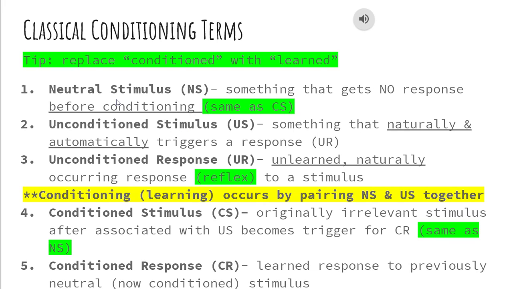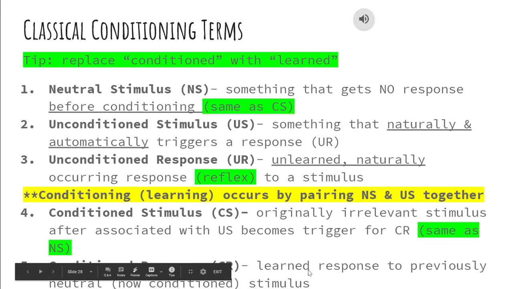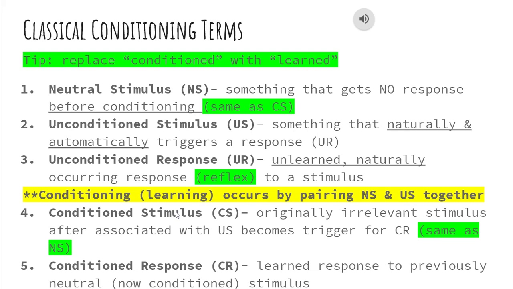So over time, we pair these together, the pairing of the neutral stimulus and the unconditioned stimulus, to eventually shape things into a conditioned stimulus and conditioned response. So a conditioned stimulus was originally nothing. Originally, it was the neutral stimulus. So the neutral and the conditioned stimulus are the same. Okay? The difference is the response. The difference is the response.